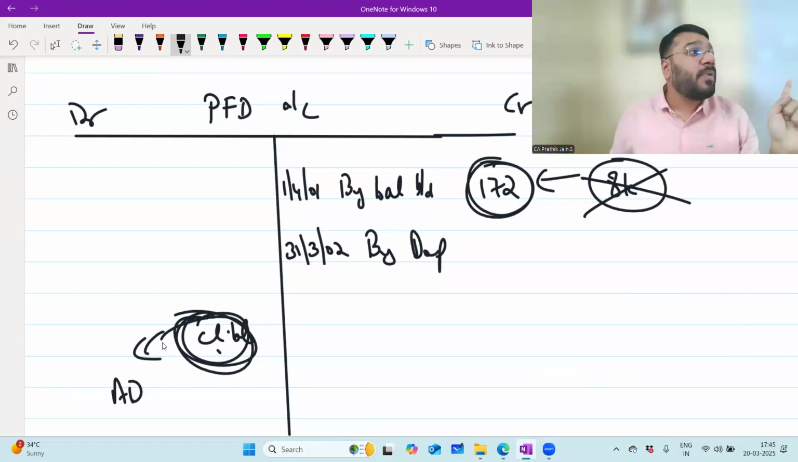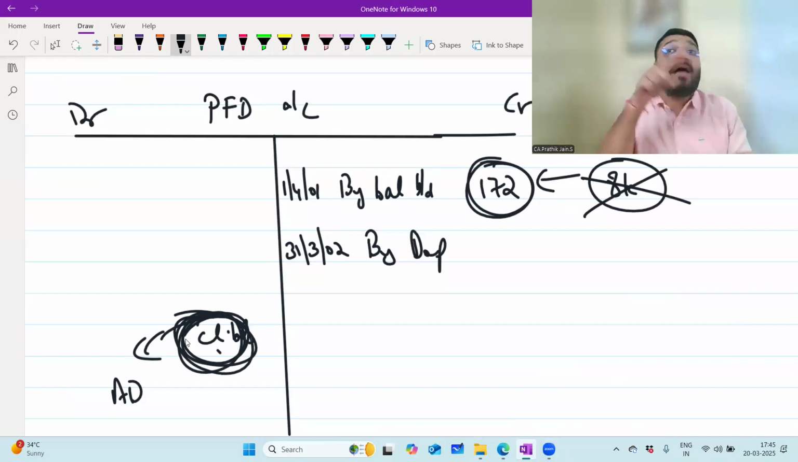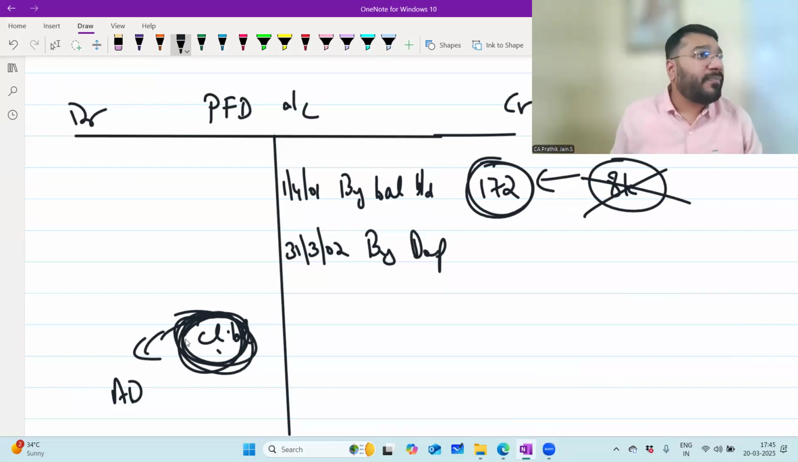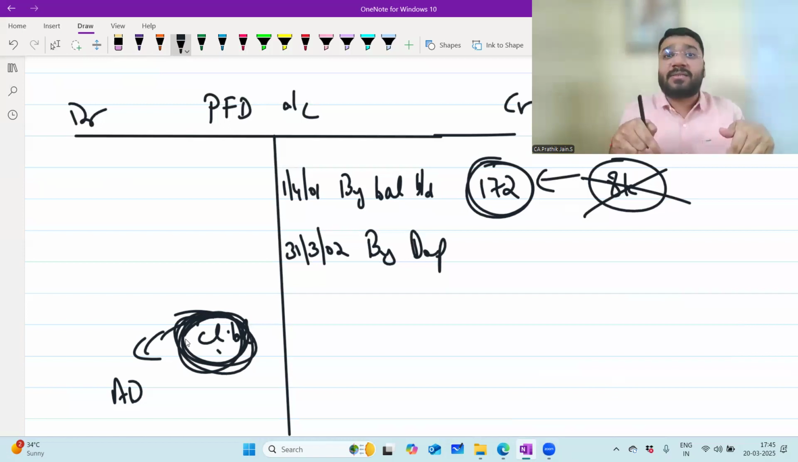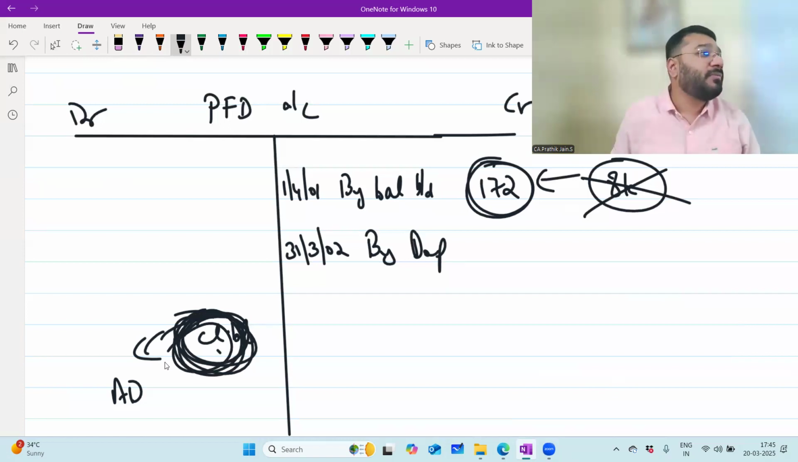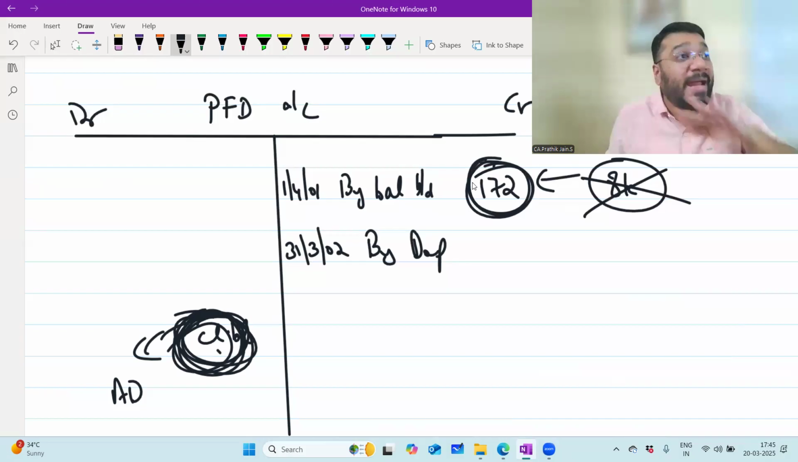No. Always in the closing balance of the PFD ledger, I should have the accumulated depreciation of only those assets which are still continuing in the business. I should not have the accumulated depreciation of an asset which is not there in the business. So from this 172, if I have to minus 8,000, what should I do?